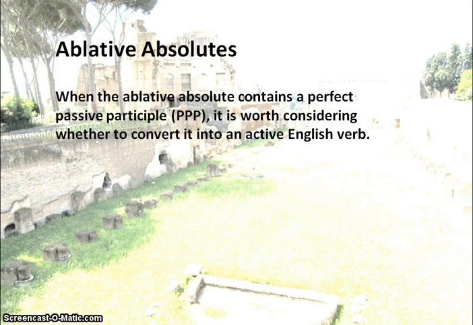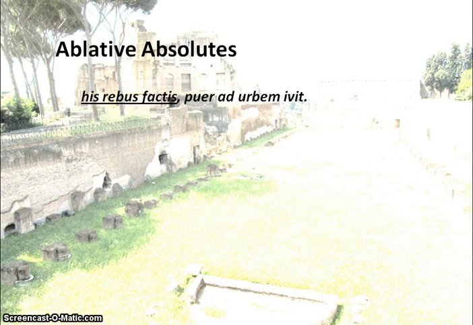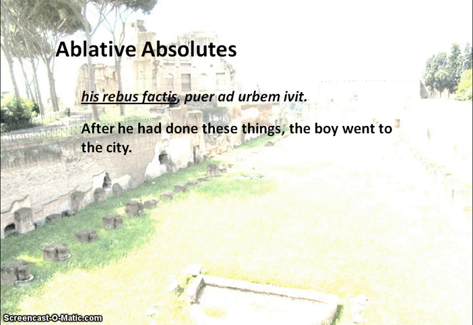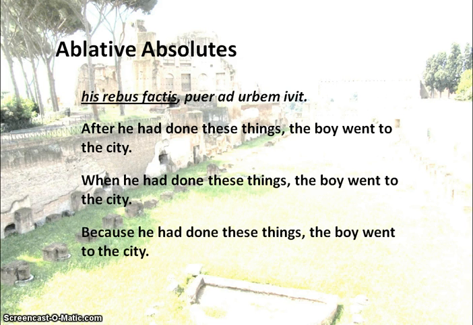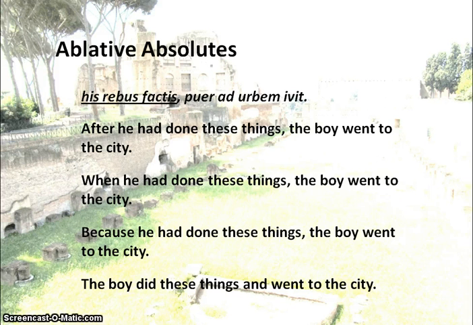Now, when the ablative absolute contains a perfect passive participle, as the last example just did, it is worth considering whether to convert it into an active English verb. So, for example, if we have the same one again, maybe we can assume that it's the boy that has done these things. So we might want to translate it as, after he had done these things, the boy went to the city. Or when he had done these things. Or because he had done these things, the boy went to the city. You could even turn factis into another main verb. English likes to use main verbs and connects them using the word and. So maybe the boy did these things and went to the city.